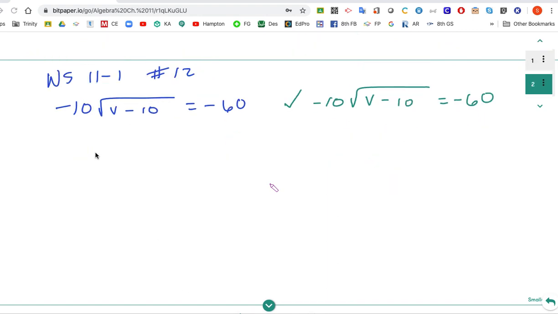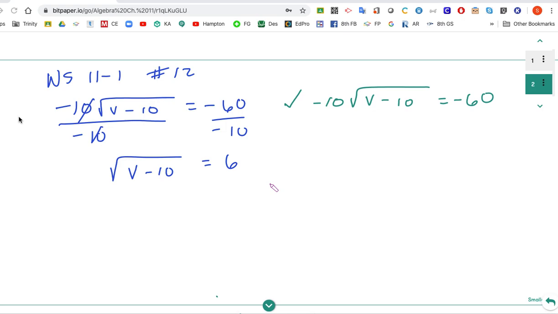All right, let's try number 12. So the first thing that we need to do is get the radical on the left and by itself. Now notice that this radical is being multiplied by negative 10. So the opposite of multiplying by negative 10 is to divide by negative 10. So we're going to go ahead and divide both sides by negative 10. That's going to cancel out that negative 10, which is going to leave us with the square root of v minus 10 is equal to positive 6.